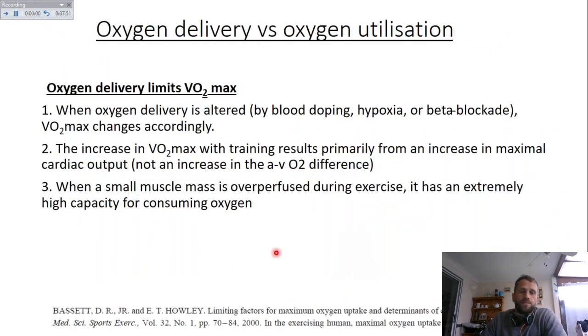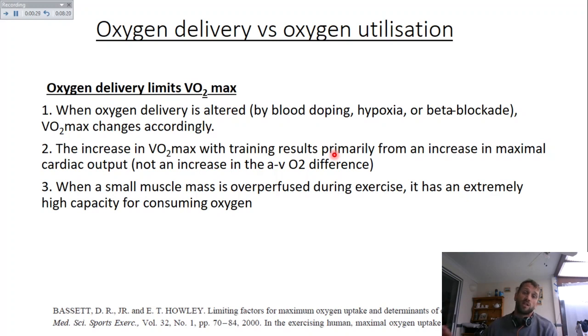So the next question is, well, which one is it? Hopefully we can understand that there are two different scenarios. Our ability to utilize oxygen could be delivery limited, or it could be oxygen utilization limited. And actually in the real world there are scenarios where it's both. But with regards to VO2 max, the majority of the evidence suggests that it's a delivery limitation problem rather than a utilization problem.